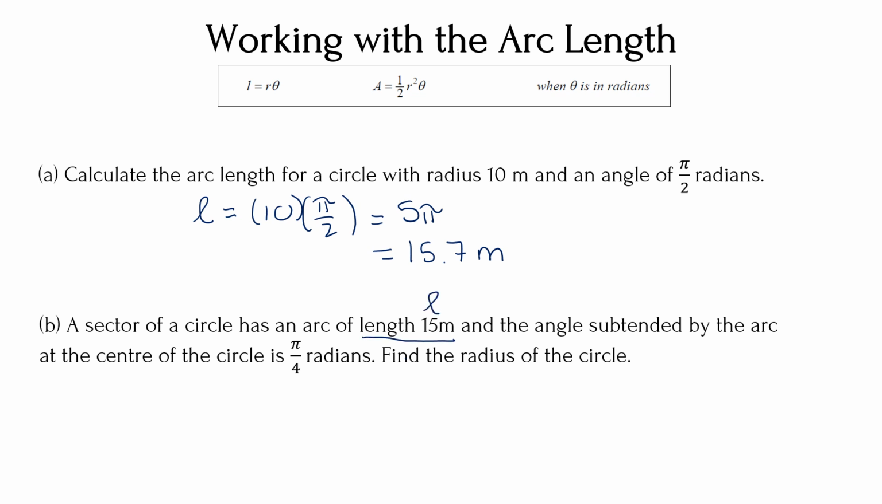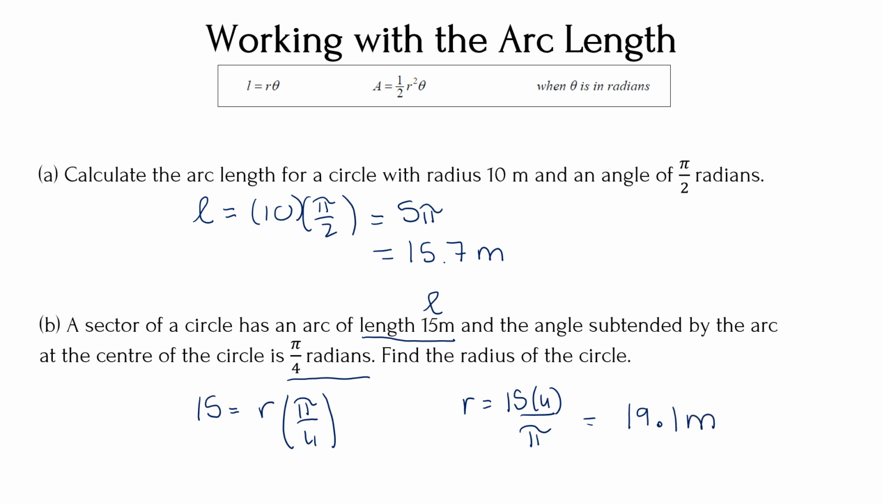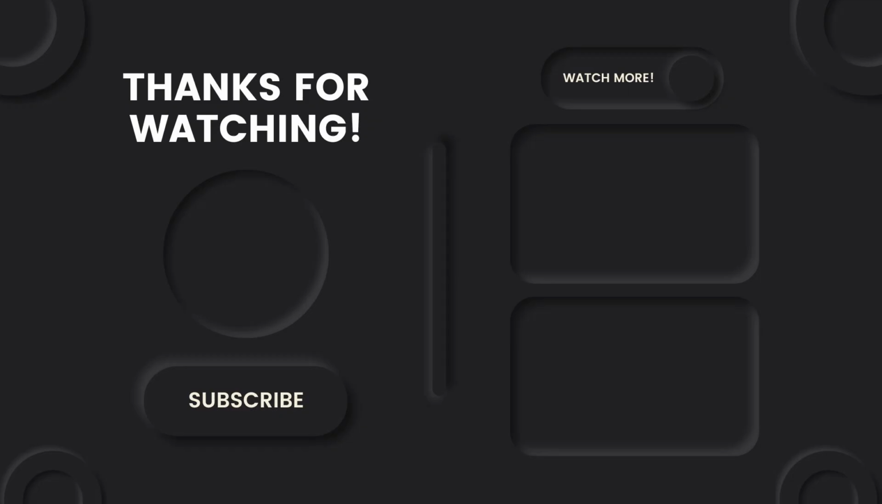So part B then is a sector of a circle has an arc length 15 meters. So this time they've given us L and they've given us the angle and they want us to find the radius. So our L is 15, our R we don't know, and then we're multiplying that by pi over 4. So R is going to be 15 times 4 over pi. And then if we work that out and change that to decimal, we get 19.1 meters for our radius.